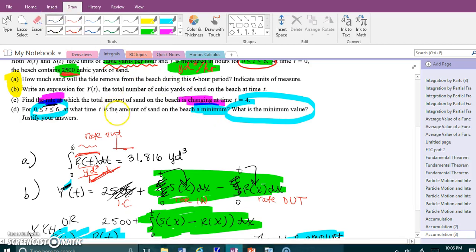Now, as soon as you see a closed interval and a minimum, the absolute minimum, you need to be thinking the extrema test. And the extrema test, if you don't set up the extrema test correctly, you will not get your points here. So extrema test looks like this, remember?